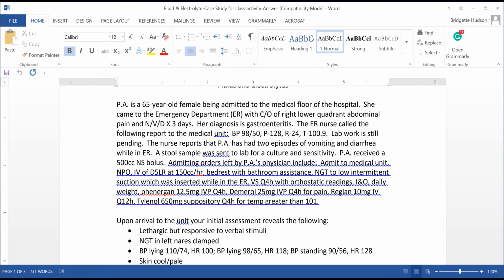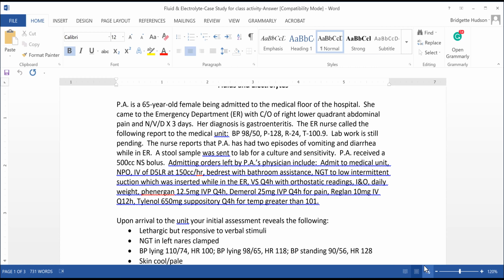And she's received a bolus of 500, so a half a liter. So should we have any additional concerns? Is the volume down? Should we have any additional concerns? Well, maybe she's getting a little dehydrated with the vomiting and diarrhea. Definitely there's some dehydration there because blood pressure's low, heart rate's up.